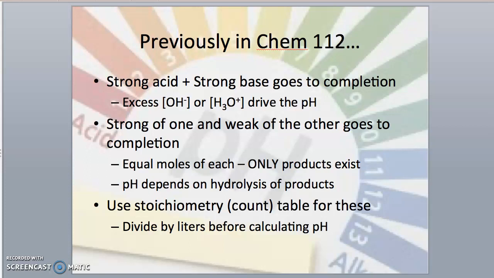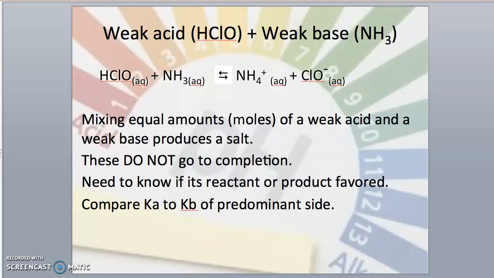This is Professor Corey, and this is our second lecture on advanced acid-base equilibria. In our previous lecture, we discussed acid-base reactions where both were strong, as well as reactions of a strong with a weak. By using a stoichiometry table, we were able to determine the pH of these reactions. In this lecture, we will consider reactions where both are weak, as well as identifying and creating buffer solutions.